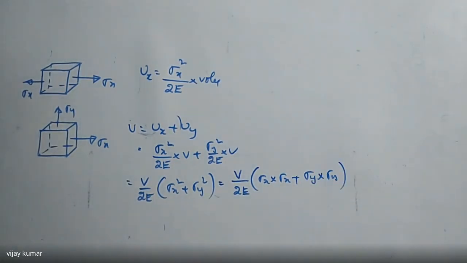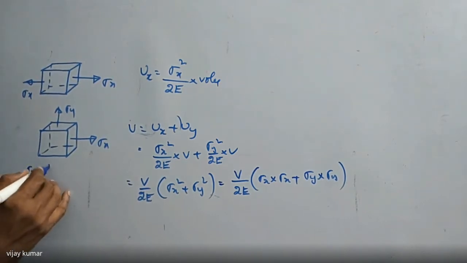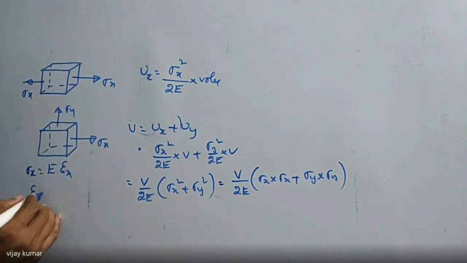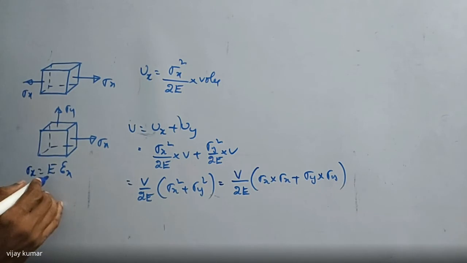But according to Hooke's law, when the component is subjected to a two-dimensional state of stress, we can write here σx is equal to E into epsilon x, and epsilon x is equal to σx by E. We can write it here automatically. We can write like this. So see this one.